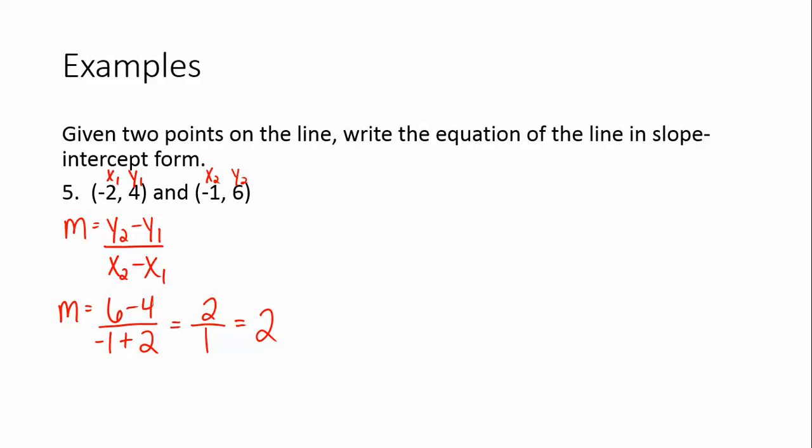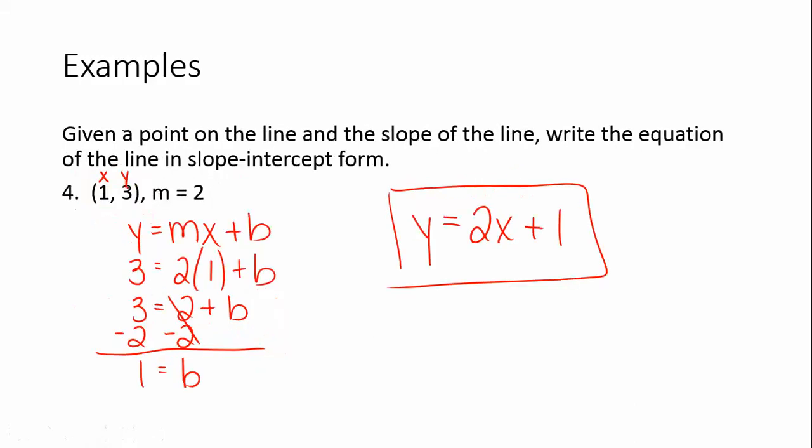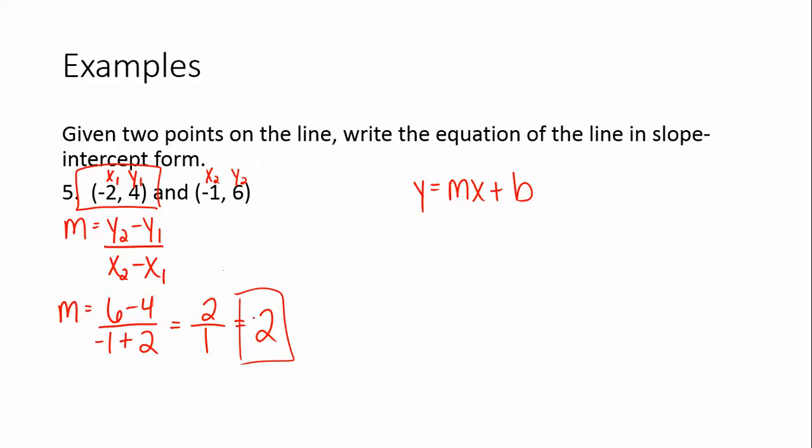Now we're going to use that slope we just found and the first ordered pair. Remember, I like to use the first one so that I stay consistent. So now we have y equals mx plus b, and we know m, but we don't know b yet. So now it's just like the last problem. If we go back, we had an ordered pair and we had the slope. Well, now look, we have an ordered pair and we have the slope.